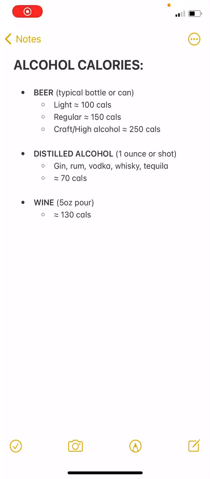Okay, let's talk real quick about how to track alcohol in MyFitnessPal. So, first we need to know approximately how many calories are in the drink itself. So, here's a nice little breakdown for you.